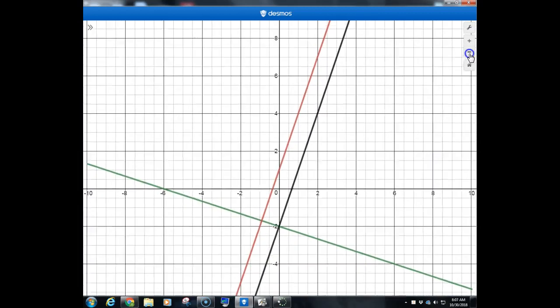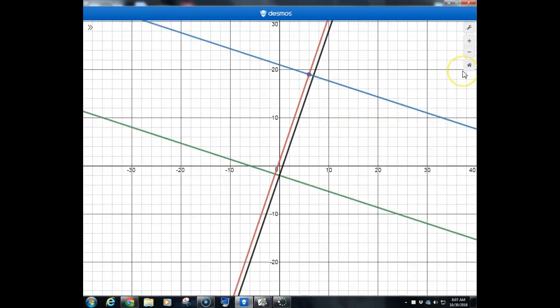Okay, so the green one is the line that they gave you. This point right here is the point that it should cross. This blue line is parallel, so that one's incorrect. And then it's between the red and the black. Well, it would be the red one because that's the one that intersects it, and then it also crosses that point. So that's what you would have to do.